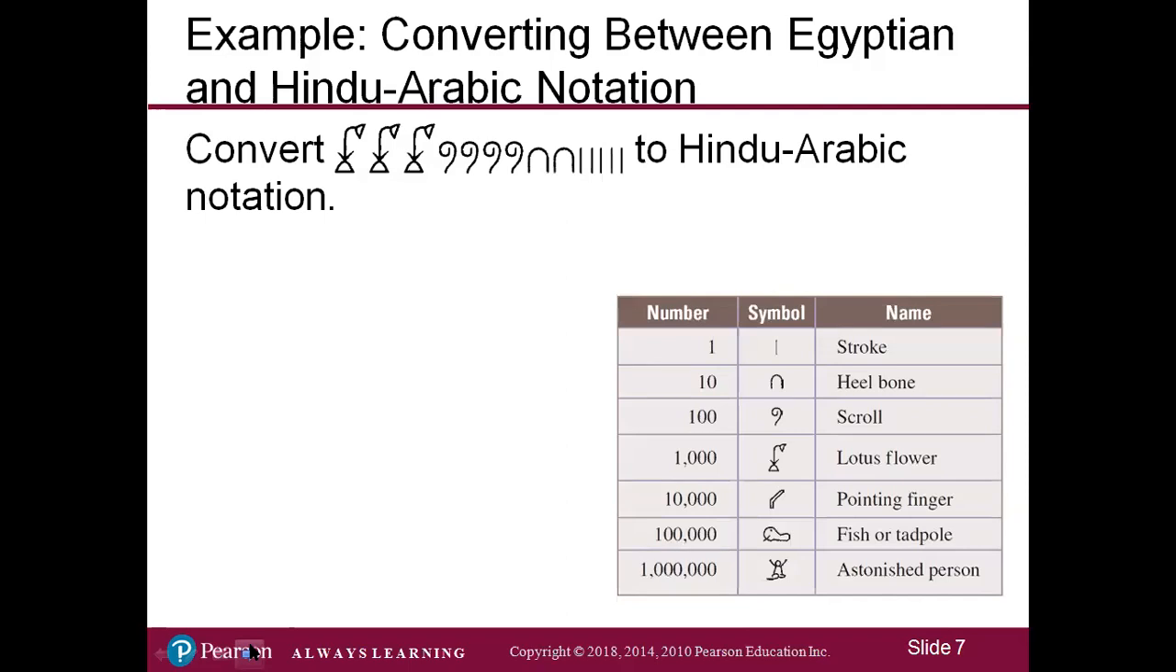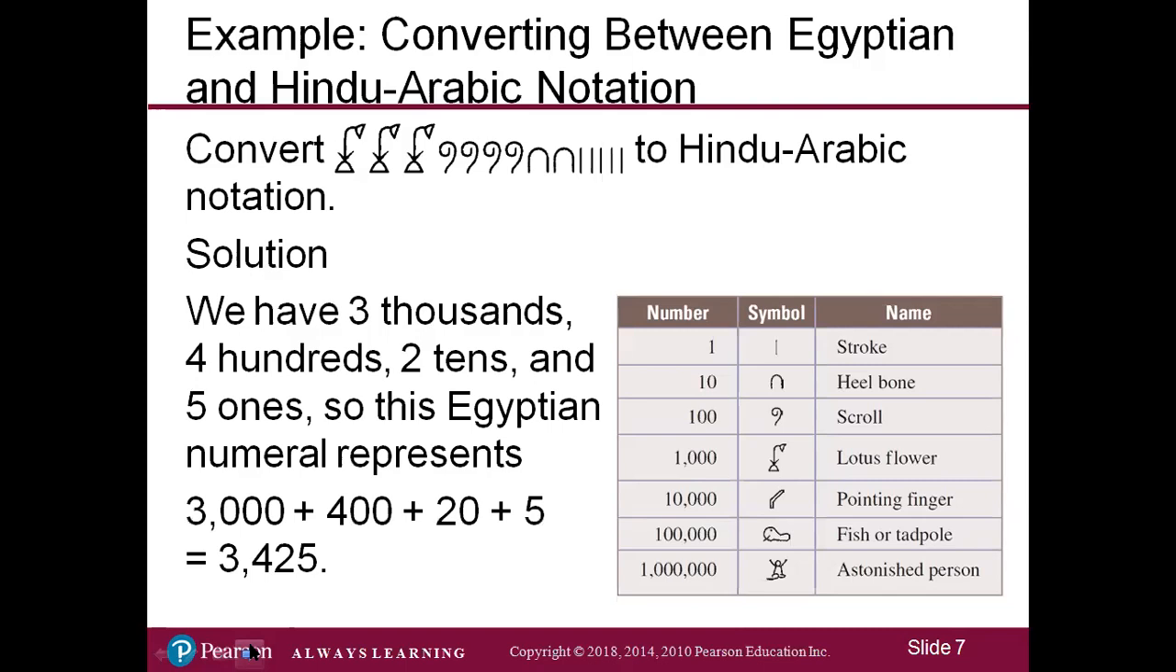Convert 3 lotus flowers, 4 scrolls, 2 heel bones, and 5 strokes to Hindu-Arabic notation. Hindu-Arabic notation is what we call the base 10 system we've been using in our own system. Solution. We have 3 1,000s, 4 100s, 2 10s, and 5 1s. So the Egyptian numeral represents 3,000 plus 400 plus 20 plus 5, which is 3,425.